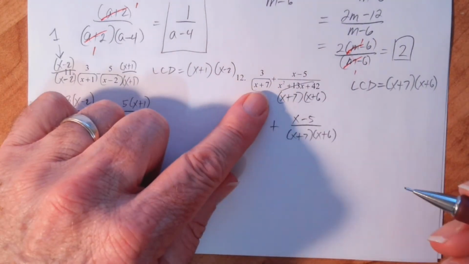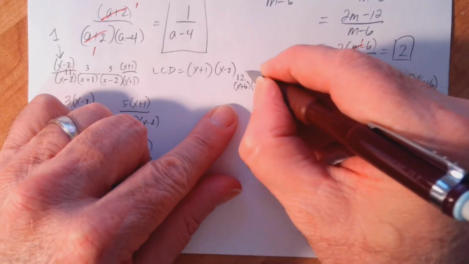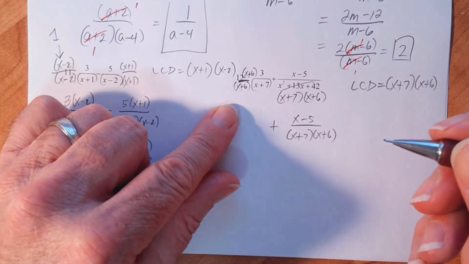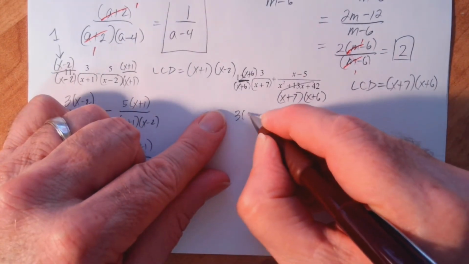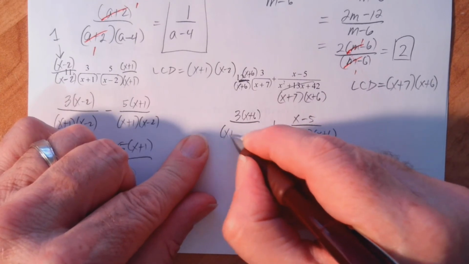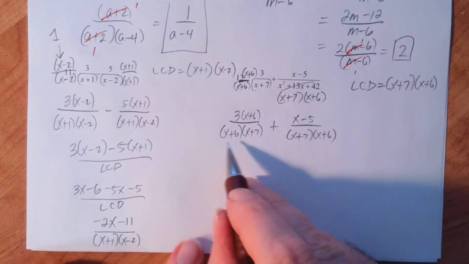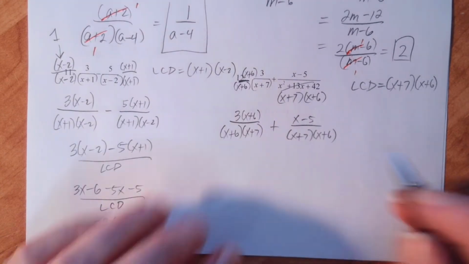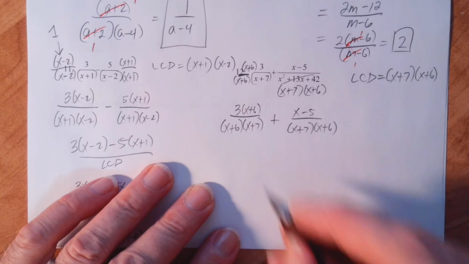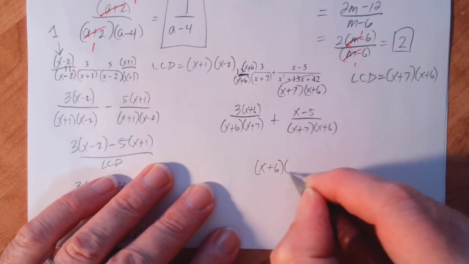But this one's missing the x plus 6 factor, so we're going to multiply by x plus 6, which means the numerator gets multiplied by x plus 6, so that'll be 3 times x plus 6 over x plus 6 times x plus 7. I've got these reversed, but it doesn't really matter. So now I have a common denominator. So when I add the numerators, my denominator will not change.